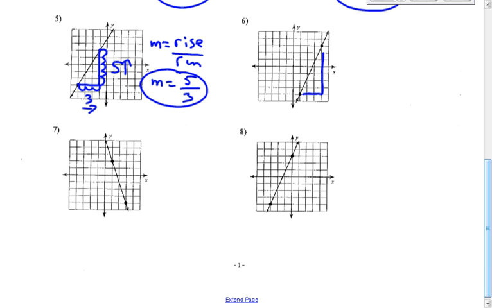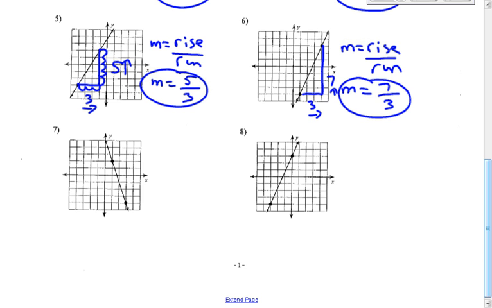Making the triangle, writing the formula. We're going to count 1, 2, 3 to the right, and then 1, 2, 3, 4, 5, 6, 7 up. So the rise is 7 and the run is 3. Going down to number 7, creating the triangle, 1, 2, 3, 4, 5, 6, counting -6, going down, 1, 2 to the right, that's positive.